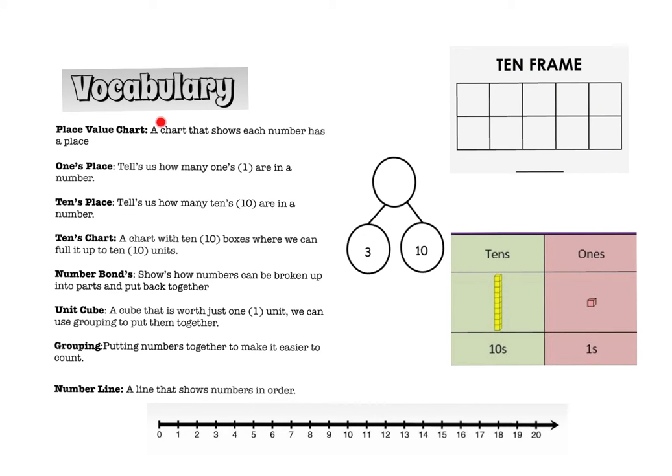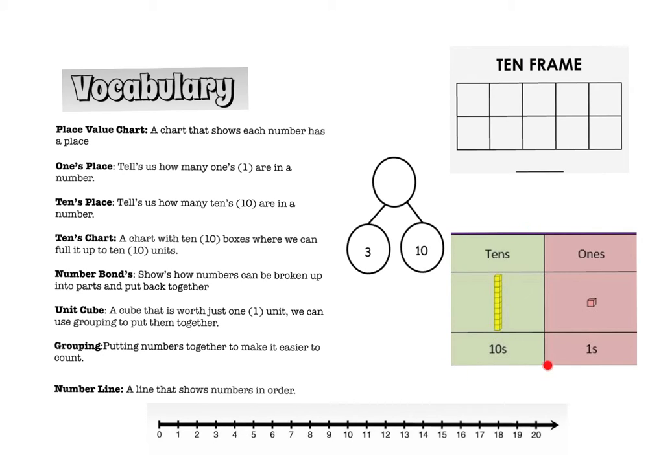To begin with our vocabulary, our first vocabulary word is a place value chart. This is a place value chart. A place value chart helps us group numbers. Our next vocabulary word is a ones place. Our ones place is in our place value chart. This tells us how many ones are in a number.